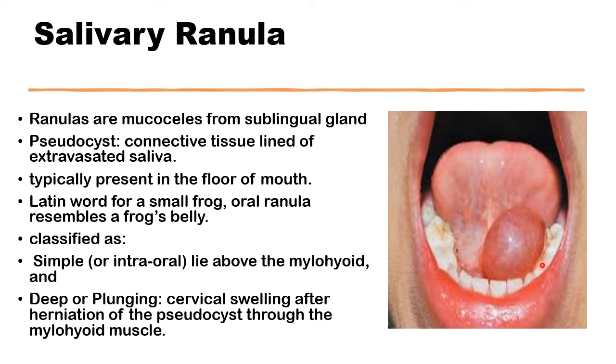The resemblance is clear, and it can be classified into simple ranula above the floor of the mouth, above the mylohyoid muscle, or a deep or plunging or cervical ranula when it penetrates the floor of the mouth deeper to the mylohyoid muscle and presents in the neck, the submental, submandibular, or parapharyngeal spaces.